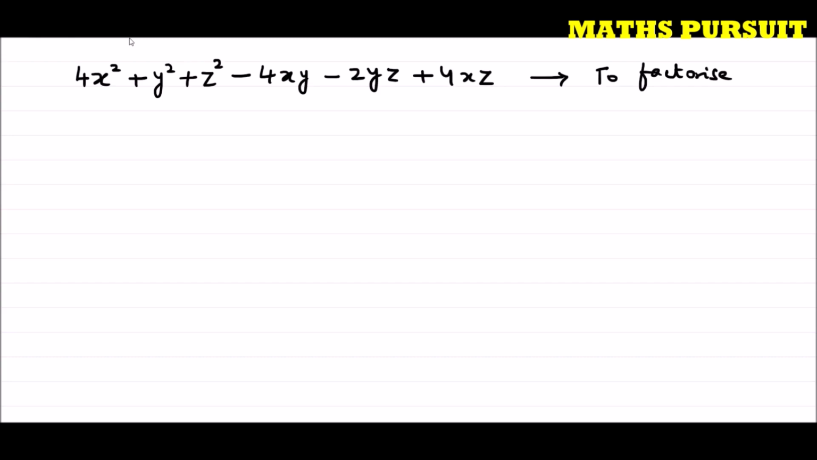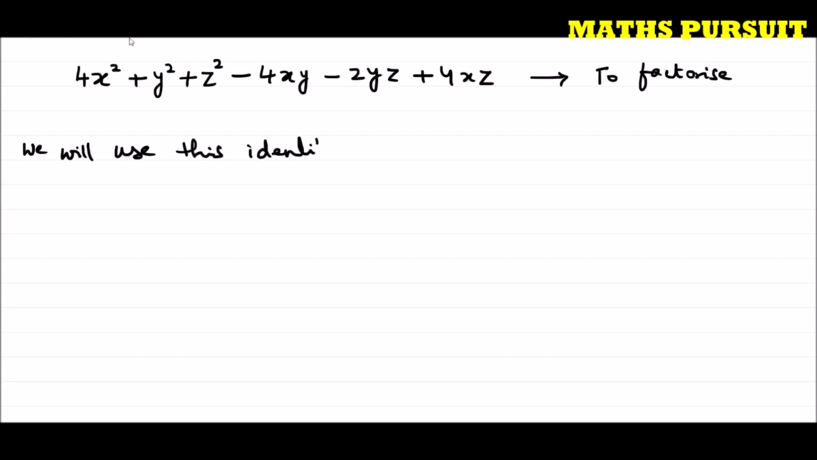So question has given us 4x² + y² + z² − 4xy − 2yz + 4xz. Now guys, we will be using this identity to factorize this.